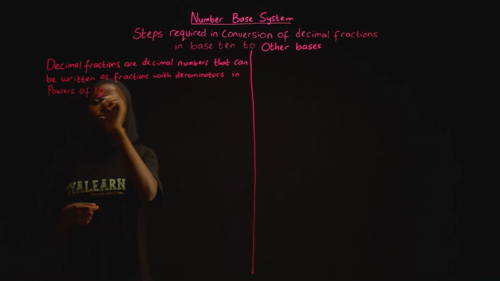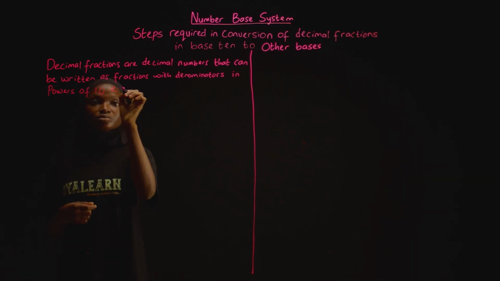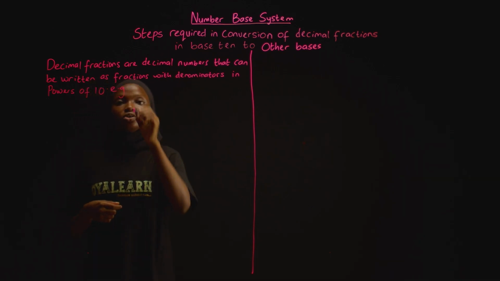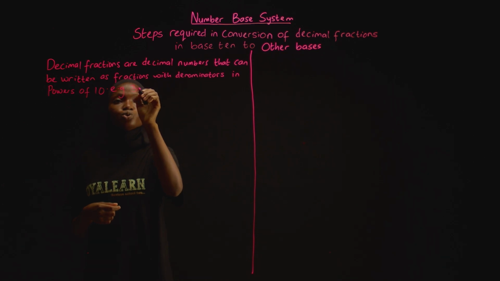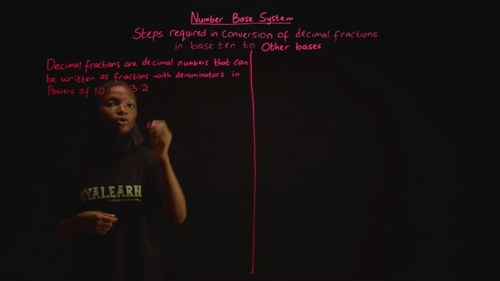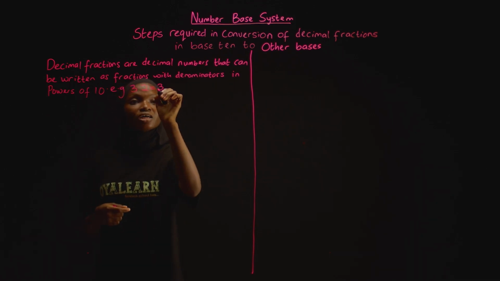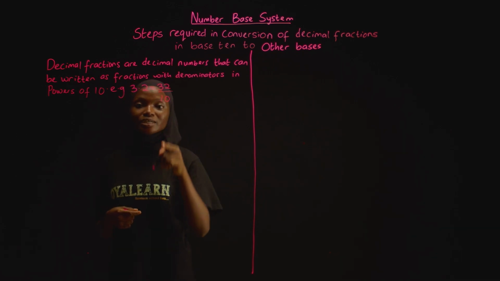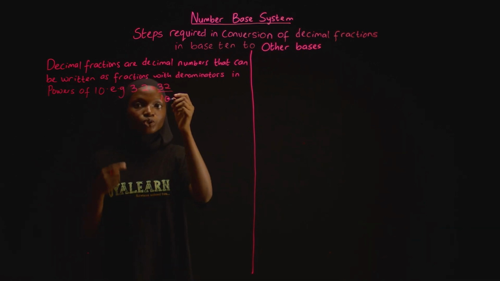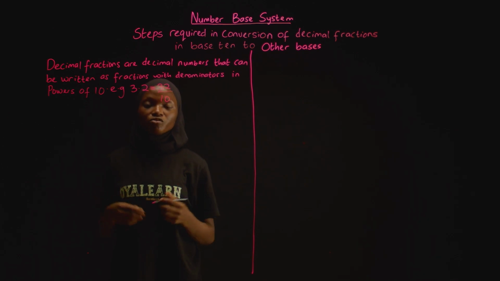For example, you could have 3.2. Why? Because 3.2 can be written as a fraction, 32 over 10. The denominator here, 10, is a power of 10. So 3.2 is a decimal fraction.